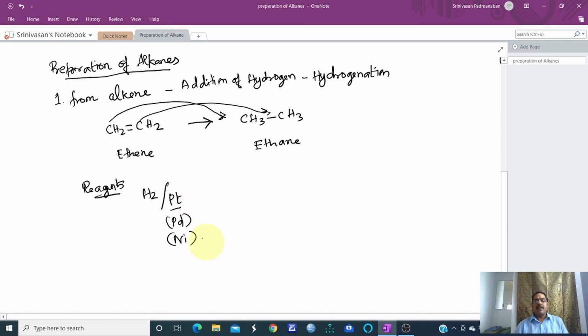Otherwise, you can use nickel, but the only thing is it cannot be done at room temperature. We have to heat it up to 200 degrees centigrade. So this is one set of reagents.